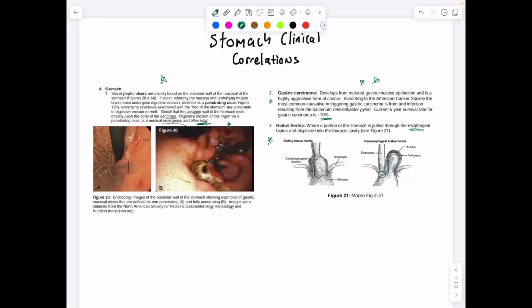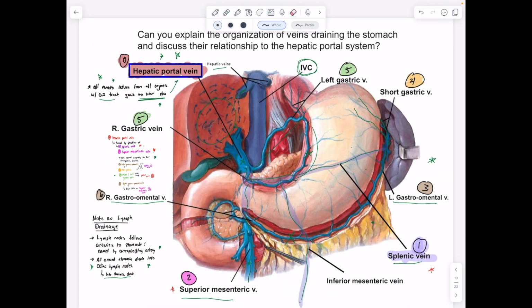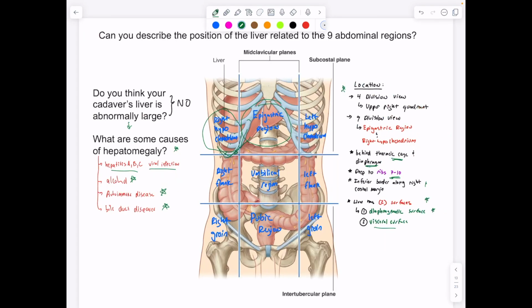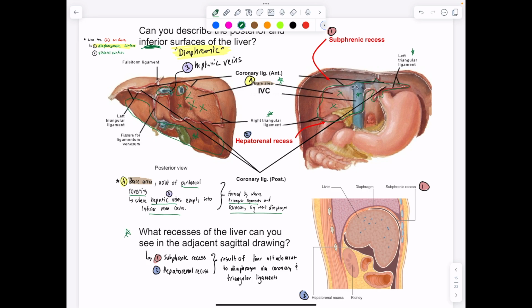And going back real quickly, the inferior vena cava, right, all of our blood in this region that's venous is returning and going through the hepatic portal vein, and then after it goes through the liver, it's going to go into the hepatic veins into the inferior vena cava. Okay, so not terrible. What recesses of the liver can you see in the adjacent sagittal drawing?